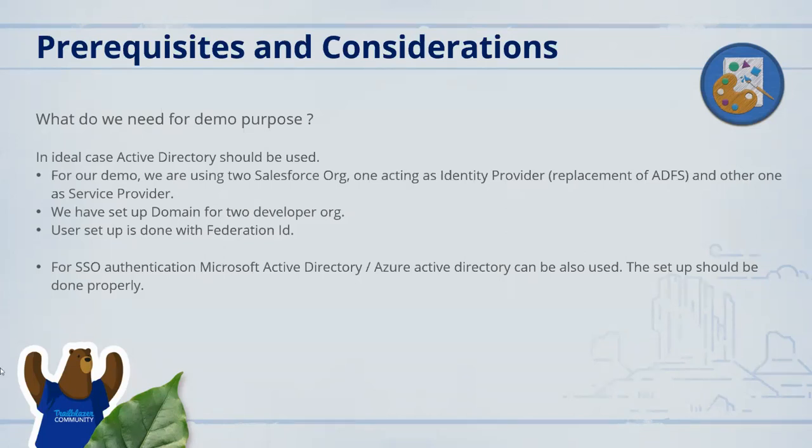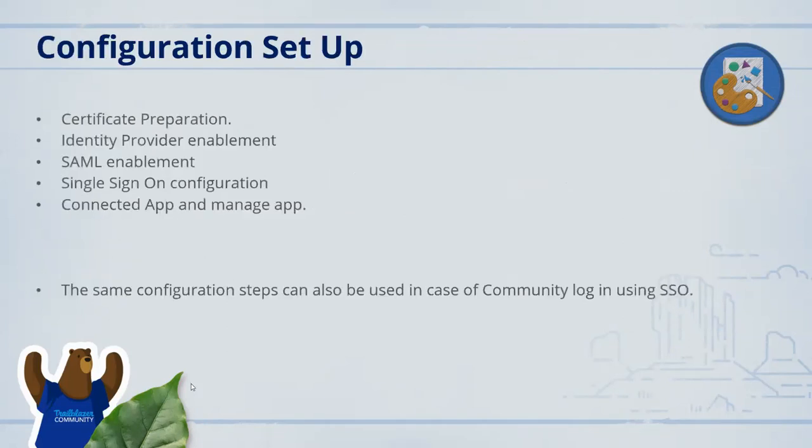As per the prerequisite, I have two Salesforce orgs. I have set up the domain of those two Salesforce orgs, and I'm going to use Federation ID. In the next slide, you will get to know what exactly Federation ID is and how I'm going to use it. Here I have also set up some users to authenticate. That's part of my prerequisite. Okay, so go to the next slide.